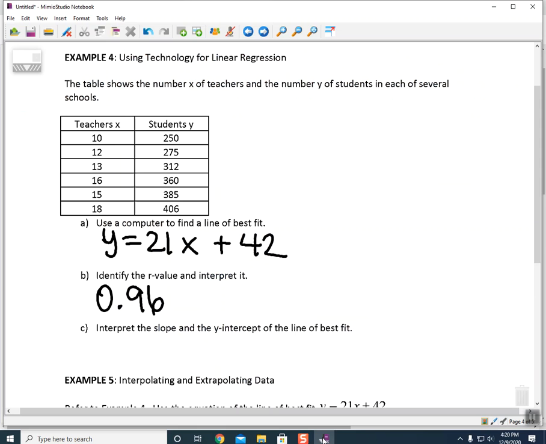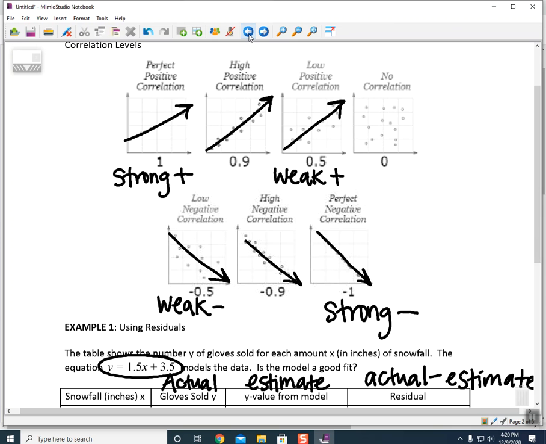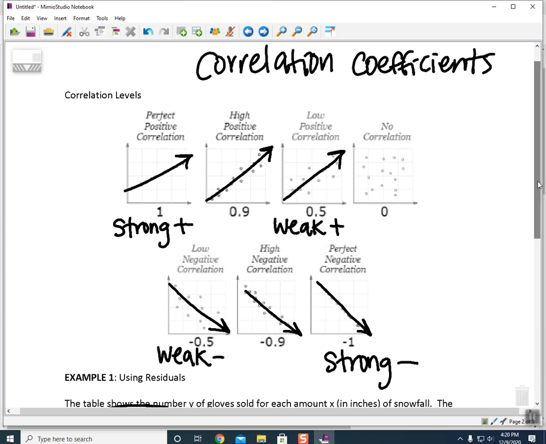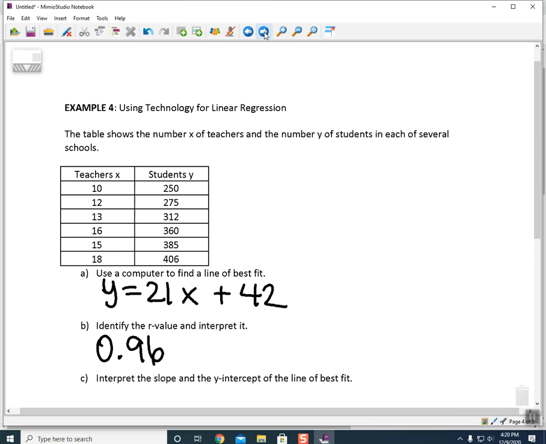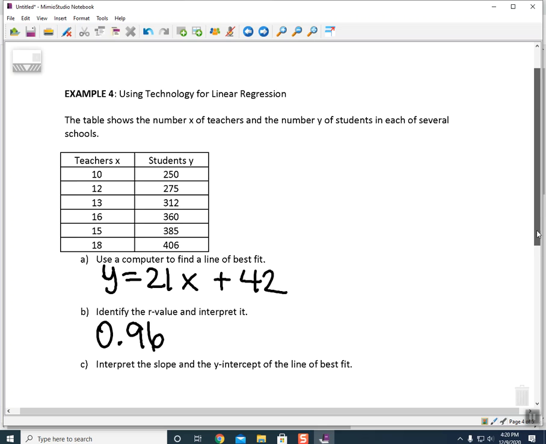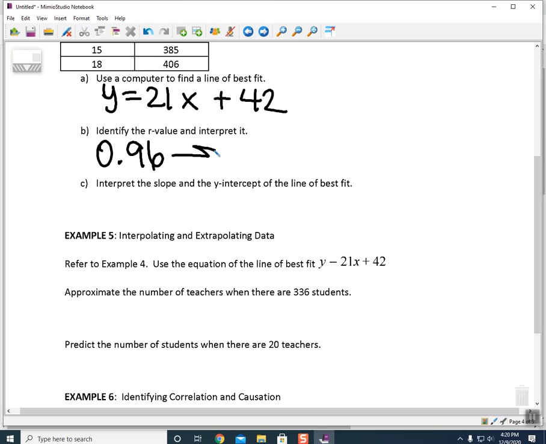So our correlation coefficient is 0.96. If we remember the correlation coefficients, 0.96 is really close to 1, right? So this is going to have a strong positive correlation. So 0.96 means that it's going to have a strong positive correlation.